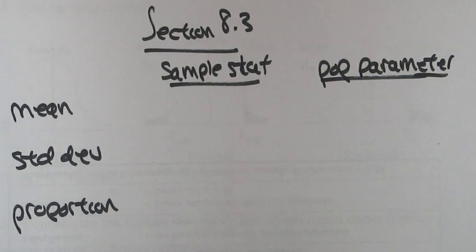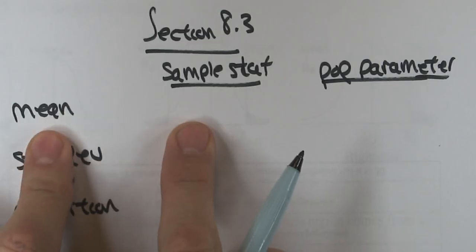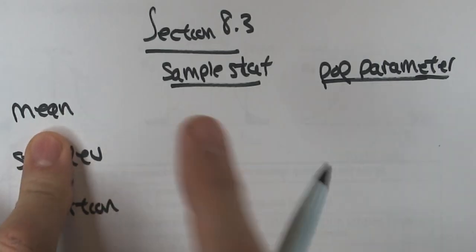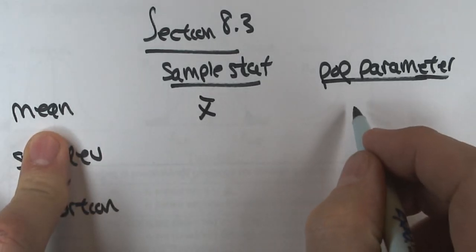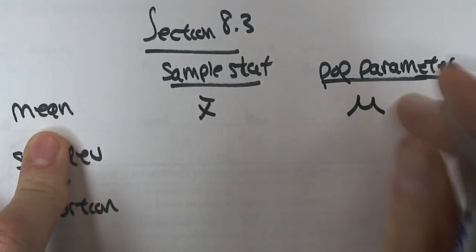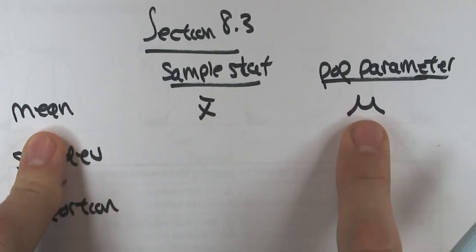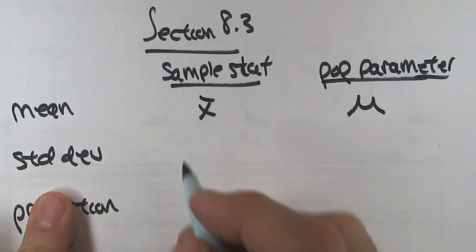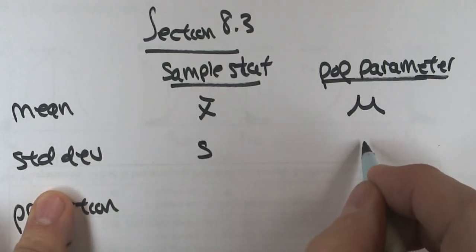So let's do a little review as we march into section 8.3, which is going to be hypothesis test for a population mean. Let's look at our symbols here. What's our symbol for a sample statistic? X bar. And its corresponding population parameter? Mu. Well done. So this is hopefully a good estimate of this. Typically you don't know what this is. Likewise down here for sample standard deviation, S and sigma.